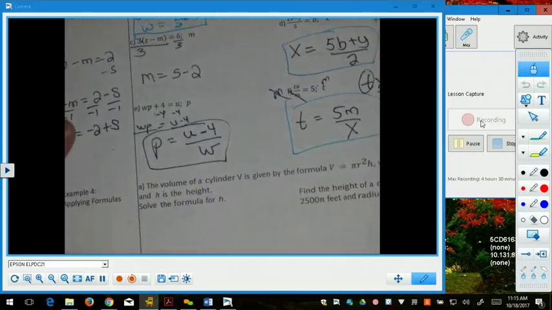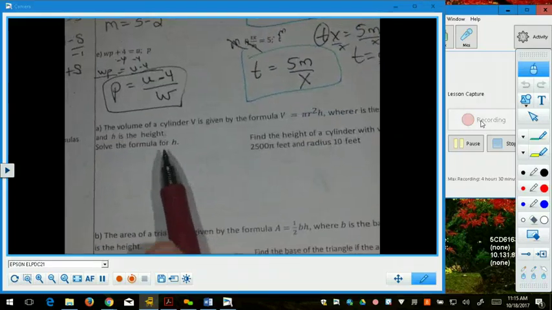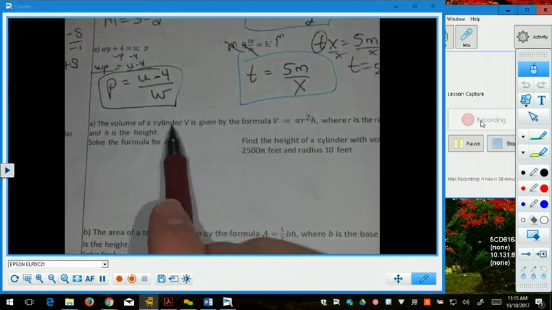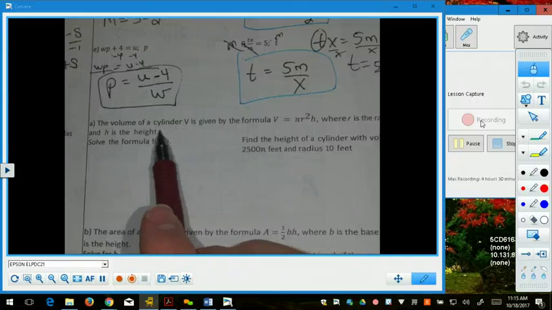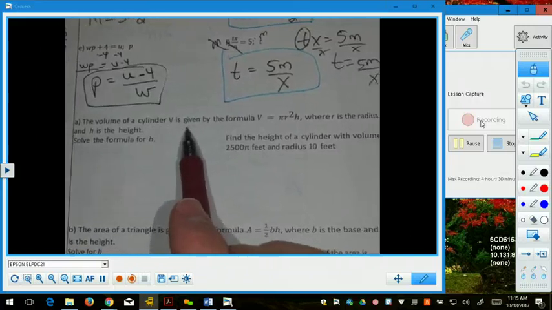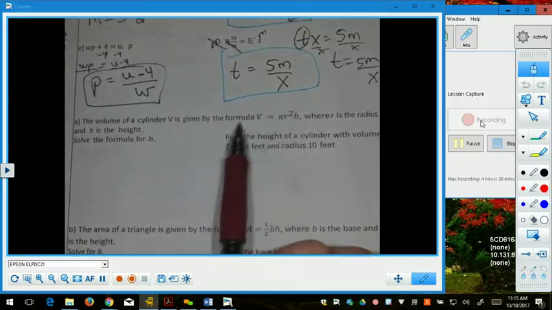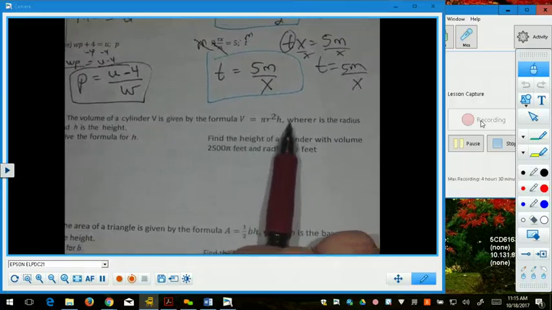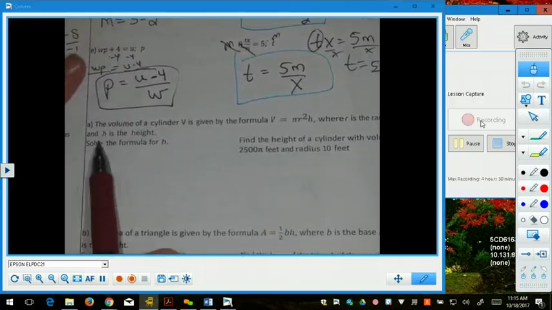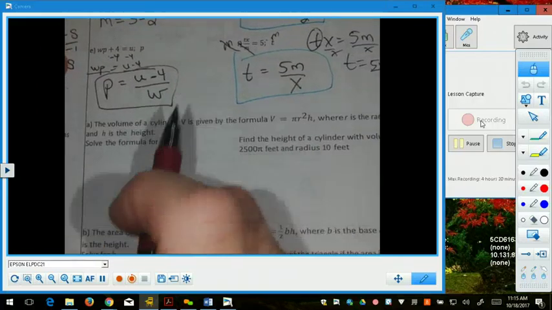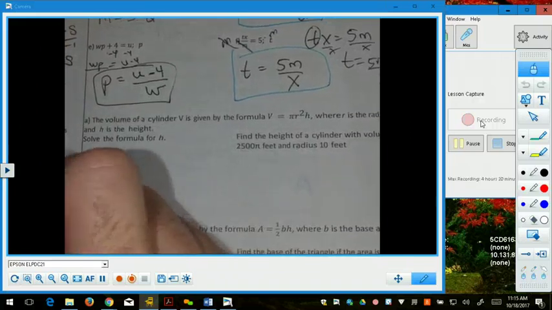All right, letter A. The volume of a cylinder, which is a 3-dimensional object, we'll be dealing with those at the end of the year, is given by this formula, which you don't have to memorize right now, where r is the radius and h is the height. Solve this formula for h.